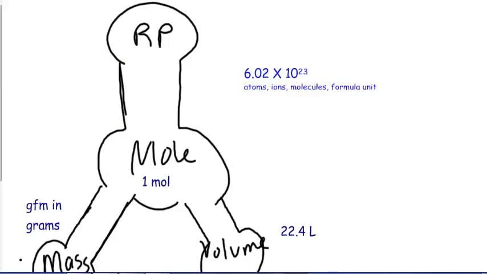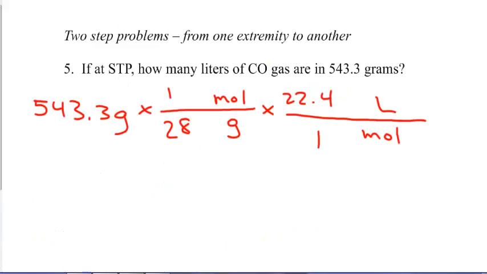So in front of grams, we need the GFM. In front of mole, we need 1. And in front of liters, we need 22.4. So the GFM for carbon monoxide, CO, is 12 plus 16 is 28. I've got moles 1 and 1 here, and then in front of liters, 22.4.